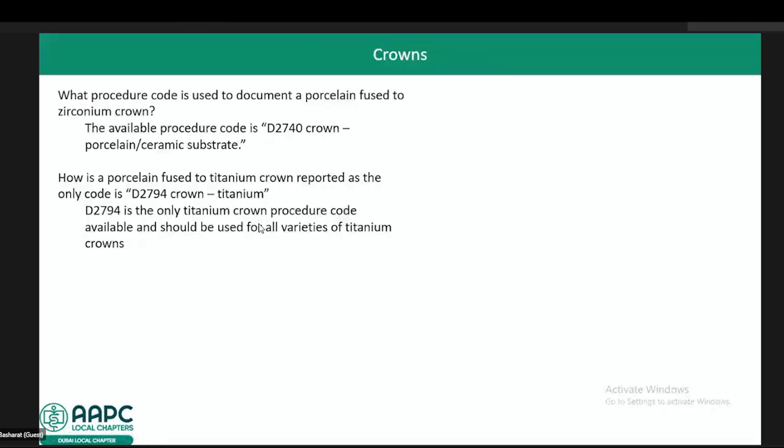About the crown, what procedure code is used for a porcelain fused to zircon crown? Okay, the available code we have is D2740 for porcelain. And how is the porcelain fused to titanium crown? For titanium, we can use this code. So see the different material and different code. So the doctor needs to specify the material used in that crown, then according to that, you can assign the code.